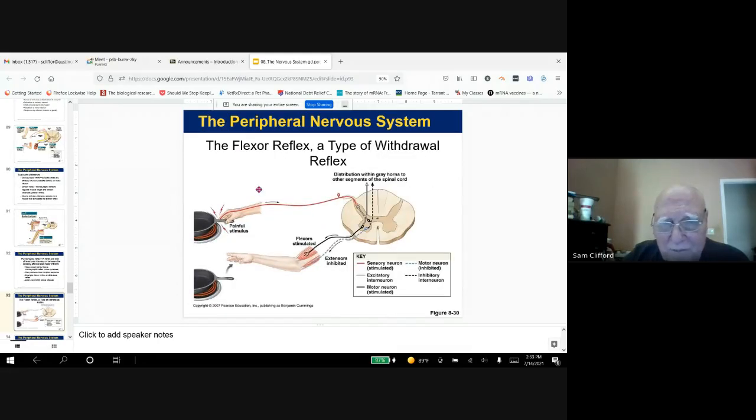Polysynaptic reflex is going to be involved in information going to cause you to move your hand. Information goes to the central nervous system. And here, for this muscle to move your hand away from the hot frying pan handle, you have to have the extensors inhibited. So it's multiple synapses. That's why it's called a polysynaptic reflex.